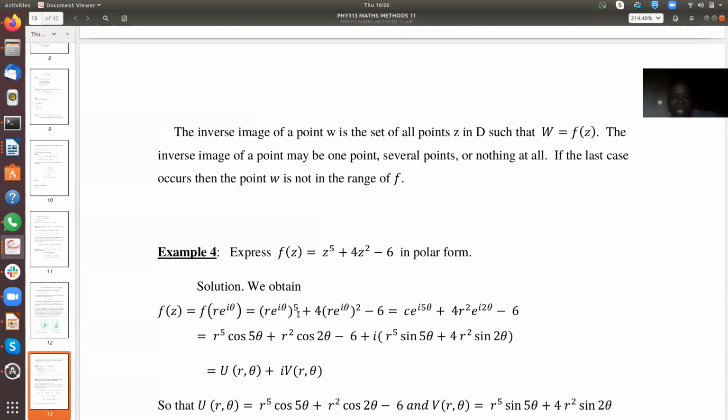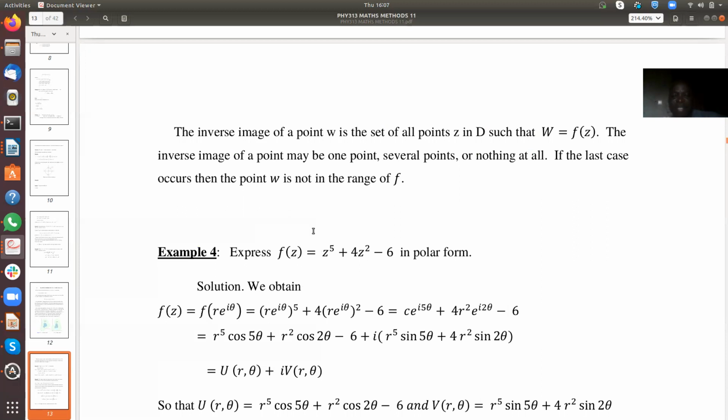Now say express f of z equals z to the power of 5 plus 4z to the power of 2 minus 6 in polar form. We are asked to transform this equation into the polar form. So how do we solve this problem?